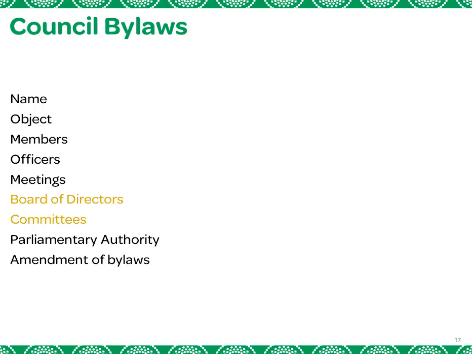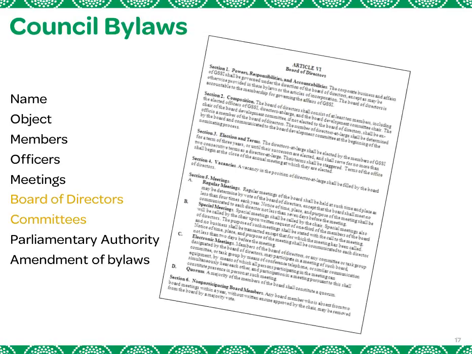Articles 6 and 7 deal with the Board of Directors and committees. The Board of Directors is charged with governing the corporate business and affairs of GSSI. While they are accountable to the elected membership for governing the affairs of GSSI, they are ultimately answerable to all the girls and adults registered in GSSI. The board consists of at least 10 members, including the elected officers of GSSI, directors at large, and the board development chair. The number of directors at large is determined by the board. The board is required to meet at least 4 times a year, but typically meets more.